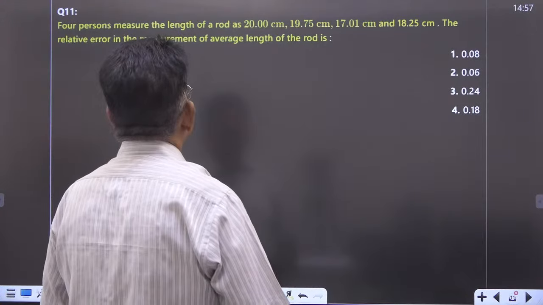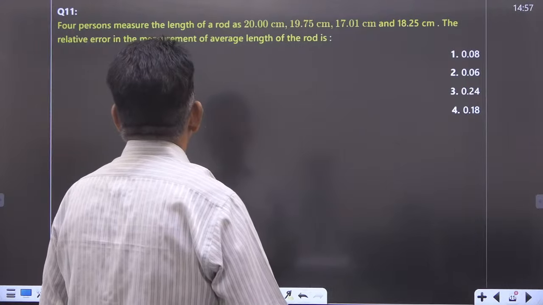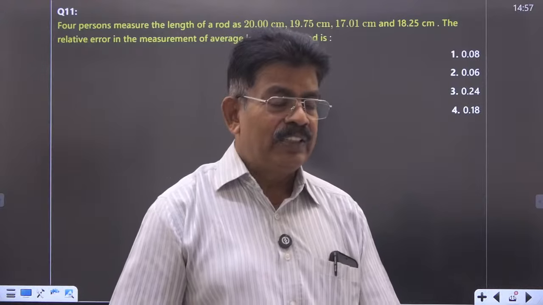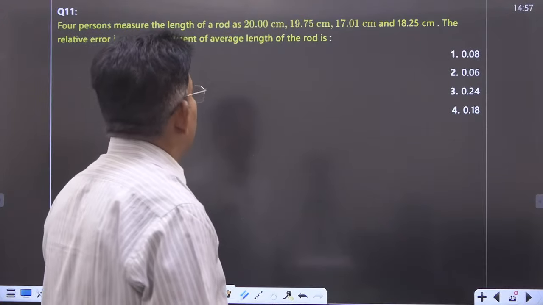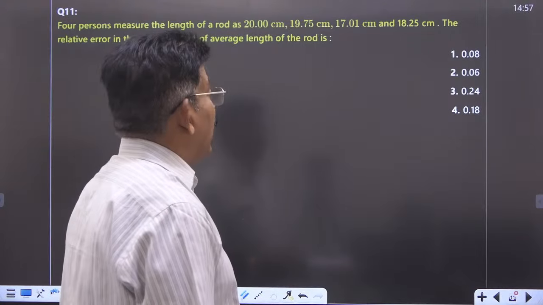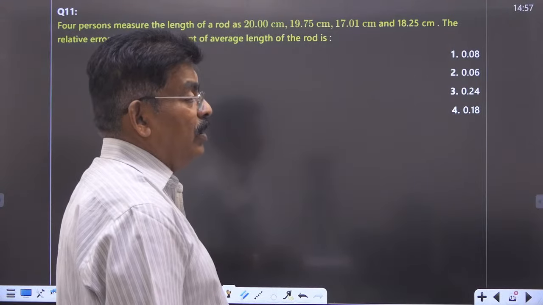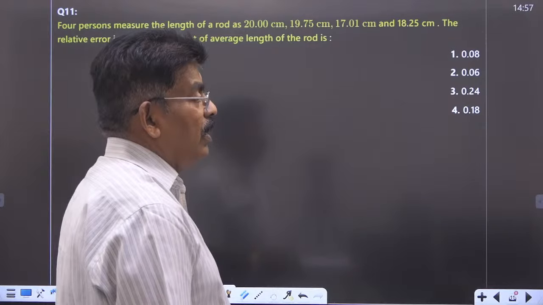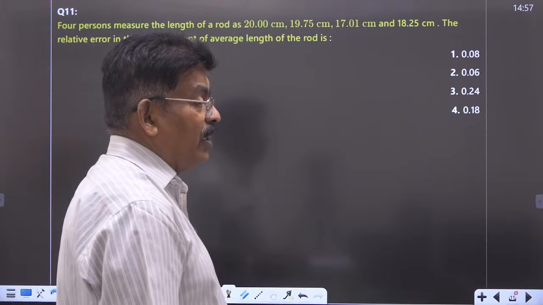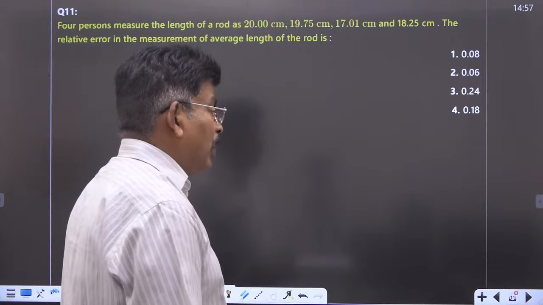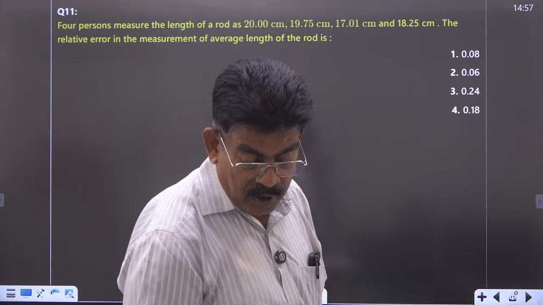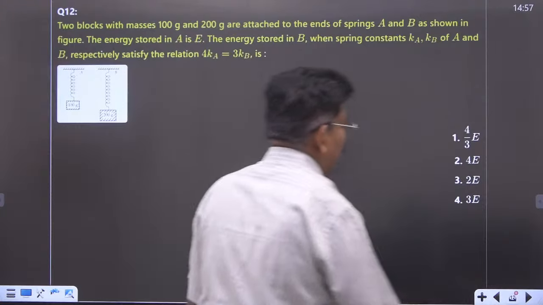This is a relative error calculation. We have to find the average. The method is to find the average, L1 plus L2 plus L3 plus L4 by 4. Then find out each delta L1, delta L2, and so on. Then we have to calculate the average relative error. While calculating the average relative error, we have to add them, even if minus is coming. I'm leaving it to you. The answer you might be knowing; the answer is coming to be 2. I'm not doing that simple calculation.